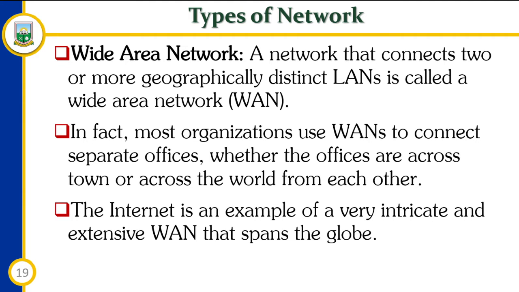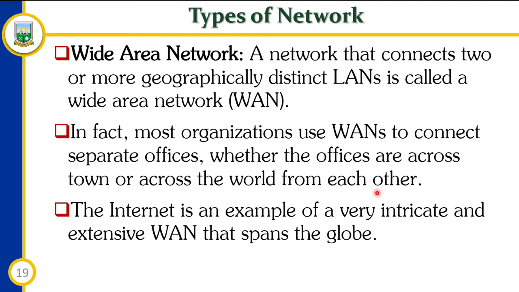So these two local area networks, one is the local area network of Takoradi, and the other is the local area network of Accra. When they are connected together, we term them as a wide area network. In fact, most organizations use a wide area network to connect separate offices, whether the offices are across town or across the world from each other.